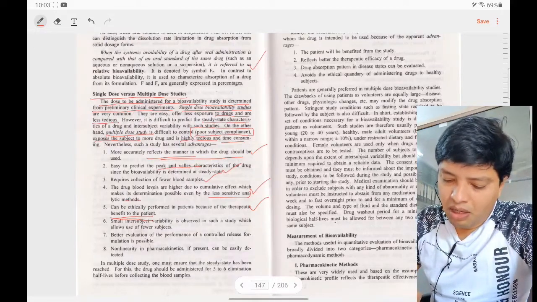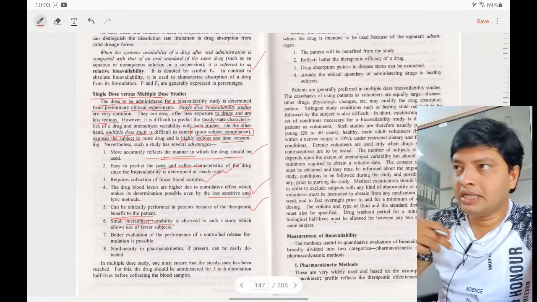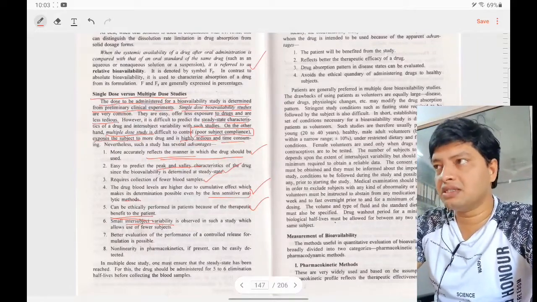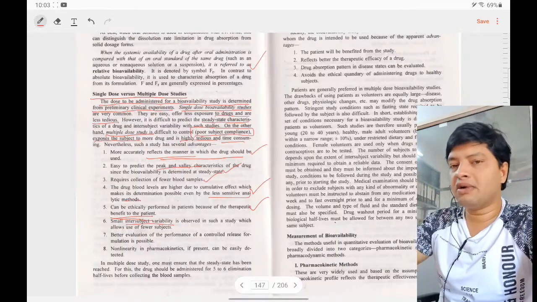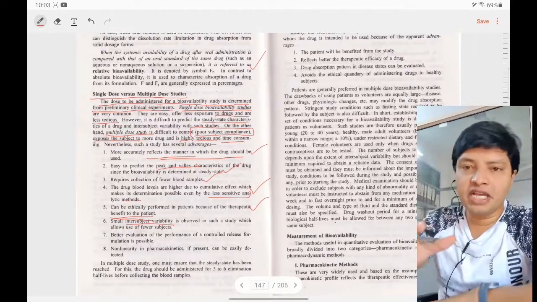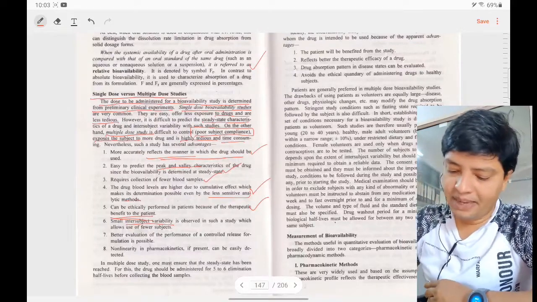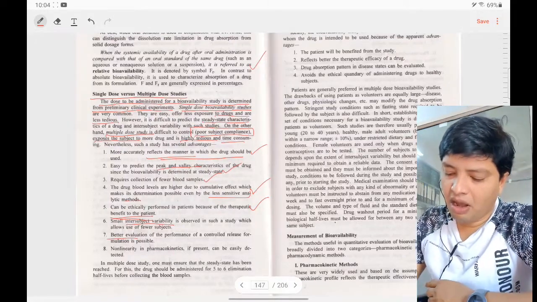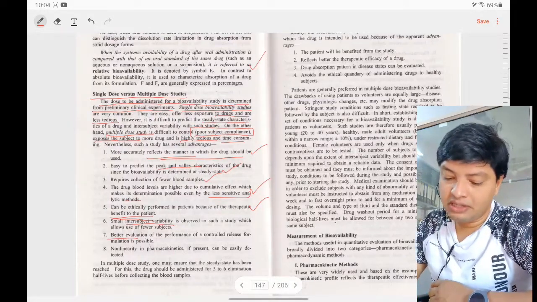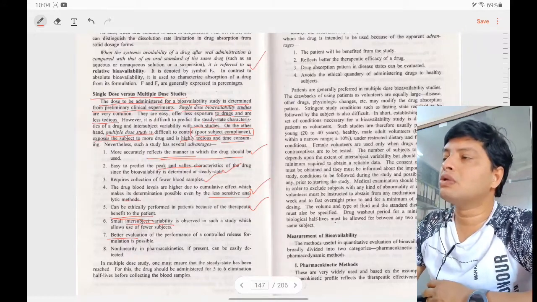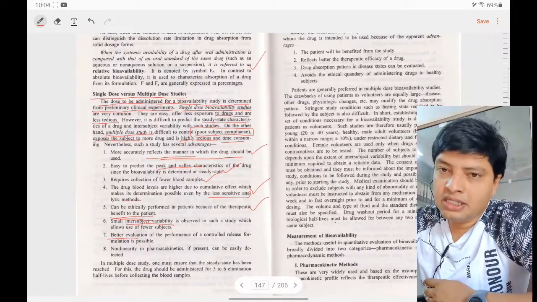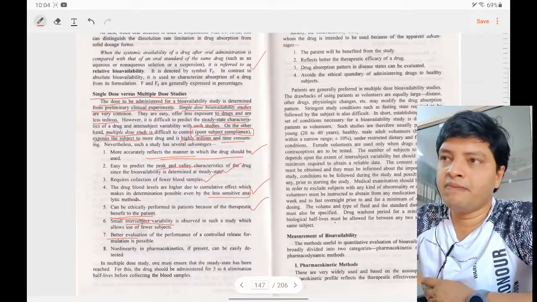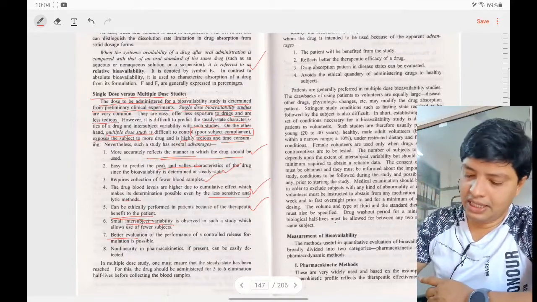Next, small inter-subject variability. Inter means between the patients. Between the patients, if you give only a single dose, there will be large variations. If you give multiple doses and attain the steady state, there will be nullification of variations between the patients, that is inter-subject variability. Then, better evaluation of the performance of controlled release formulations is possible. If you want to evaluate how a controlled release formulation is performing, you need to go for multiple dose studies.